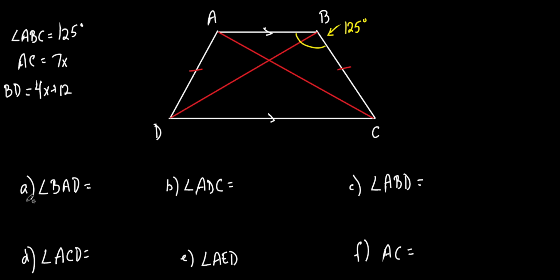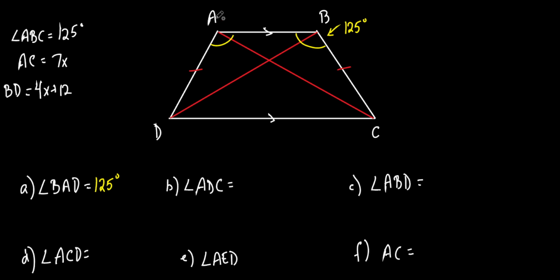So let's see, BAD. BAD, that's this one right here. Well, first of all, tell me something about this yellow angle and this yellow angle. What's true about them? They're equal, right? Because they're base angles. It's an isosceles trapezoid, and the base angles are equal to each other. So without any math whatsoever, what's angle BAD? 125 degrees. Everybody see that?